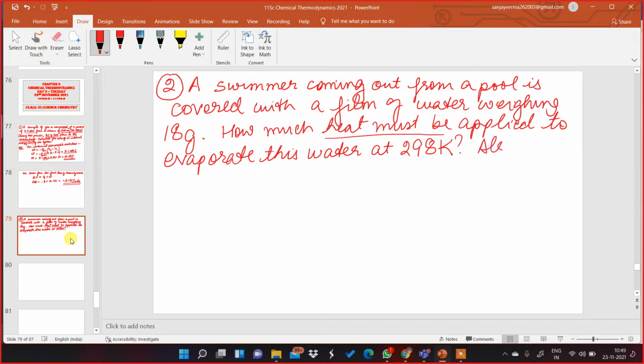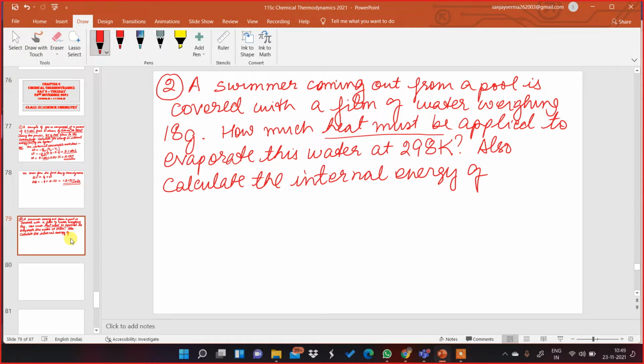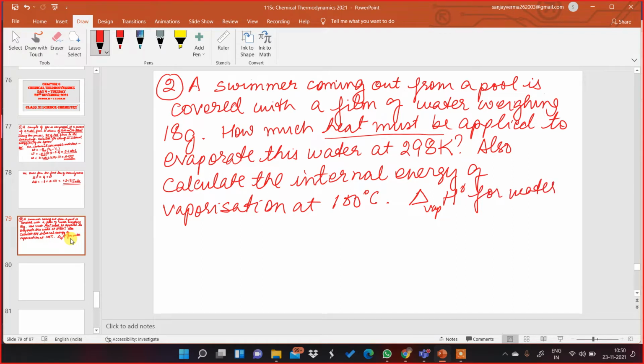also calculate the internal energy of vaporization at 100 degrees Celsius. And then what is given? The standard enthalpy of vaporization for water at 373 Kelvin is given as 40.66 kilojoules per mole. That is given.